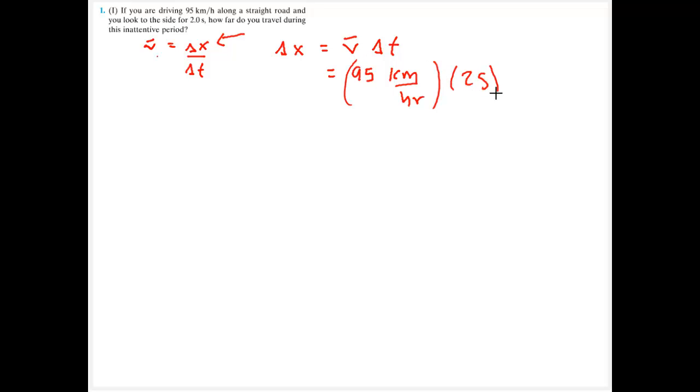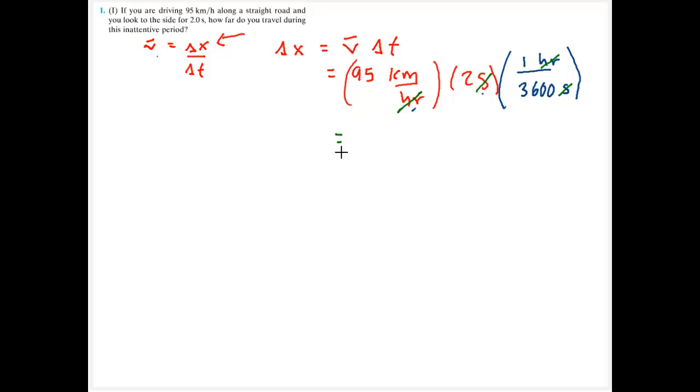2 seconds. Now, you can kind of see I've written the units on here. The units are not going to cancel out. Here I have hours and here I have seconds. So I also need to say, well, I know that in 1 hour there's going to be 60 minutes and 60 seconds. You multiply the two of those together, you get 3,600 seconds per hour. So now my units are going to cancel out for hours. It's going to cancel out for seconds.